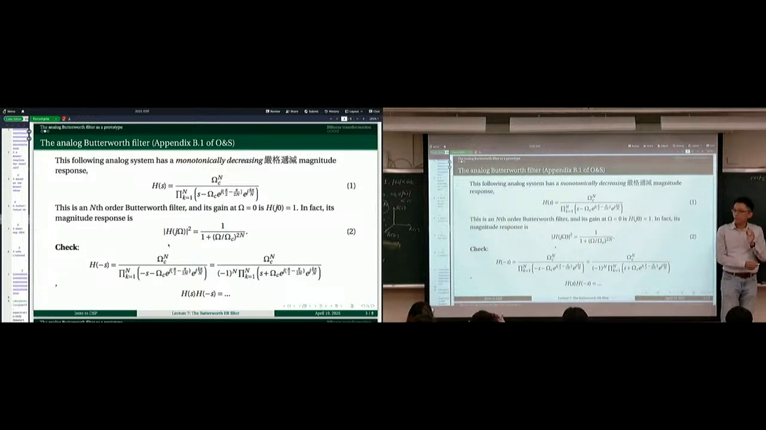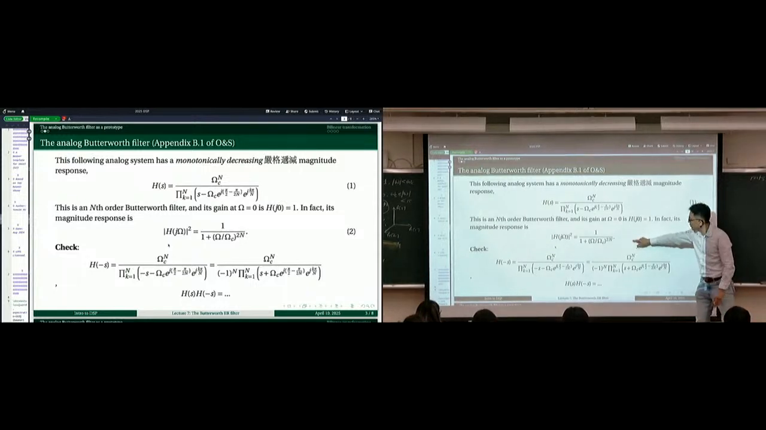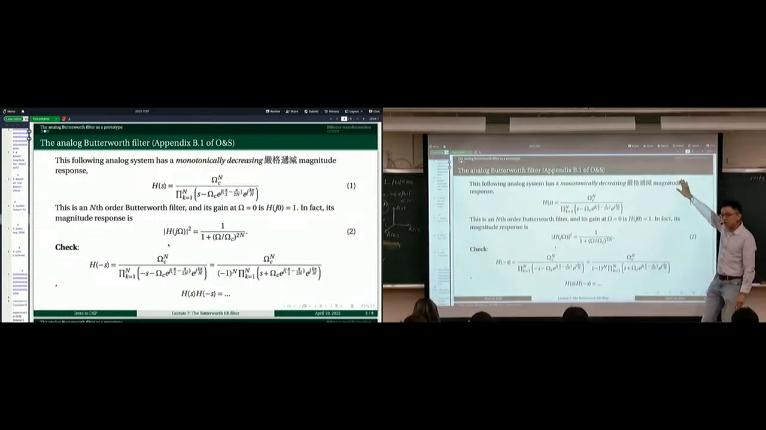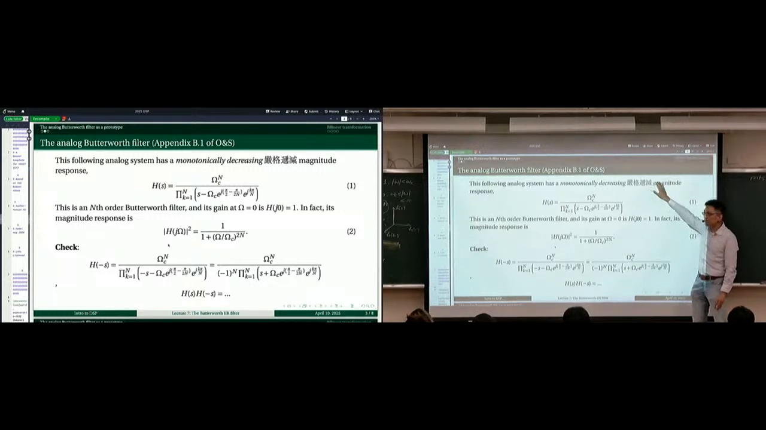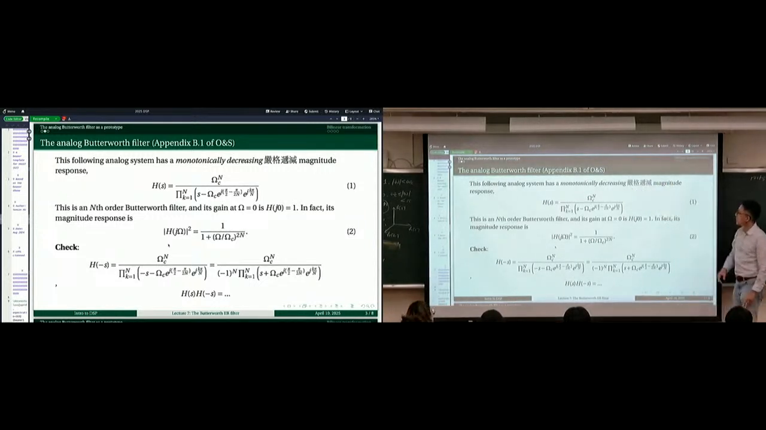But why? Just miraculously, this is the beauty of this system. The system has a very simple magnitude response as a function of frequency. It turns out that the magnitude response looks very simple, even though this one looks hard. And this requires maybe 1 hour of explanation. It's not straightforward. It's in the appendix. It's not even in the main text of the textbook.